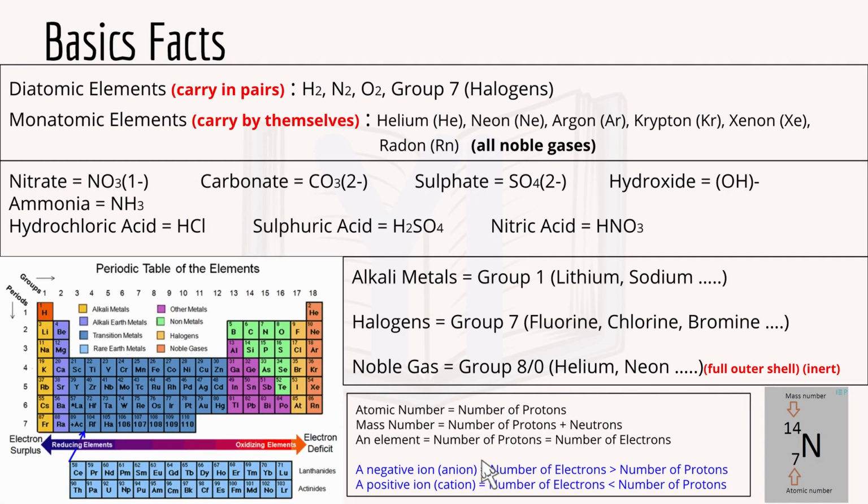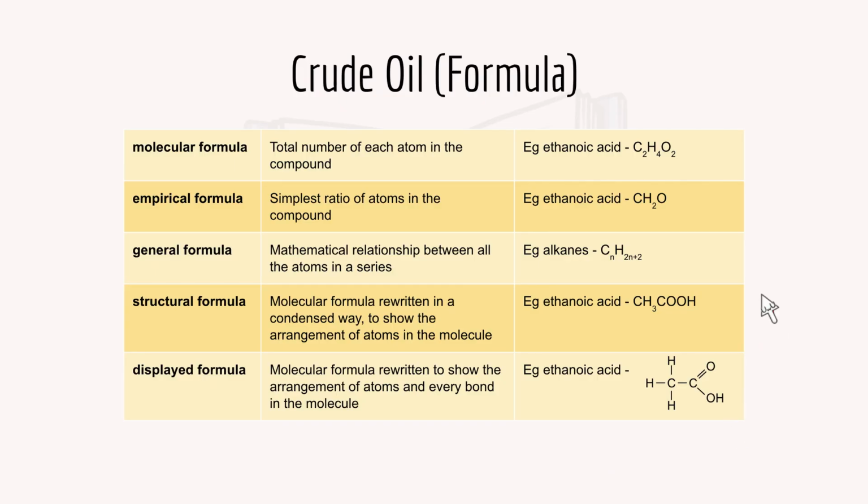So we'll move on to our first one, which is basic facts. You can see the diatomic elements and monatomic elements and different facts about the periodic table. For the first lesson we have crude oil, and we have some formulas first. Here are the differences between molecular formula, empirical formula, general formula, structural formula, and display formula.